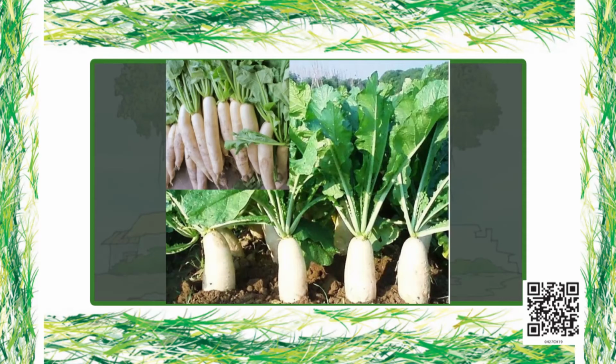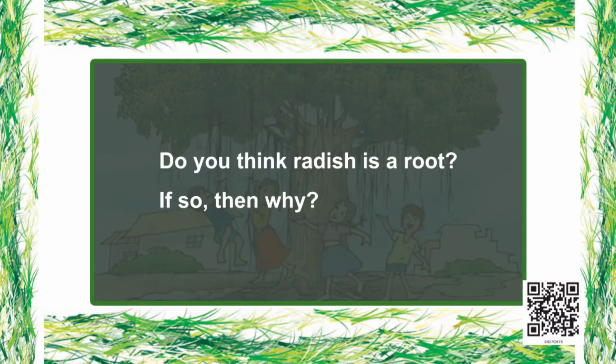Abbu then went on to pull out some radish out of the soil. This is how a radish looks like. Abdul wondered whether radish was also a root. Do you think radish is a root? If yes, then why? Yes, radish is a root because it is grown under the soil.